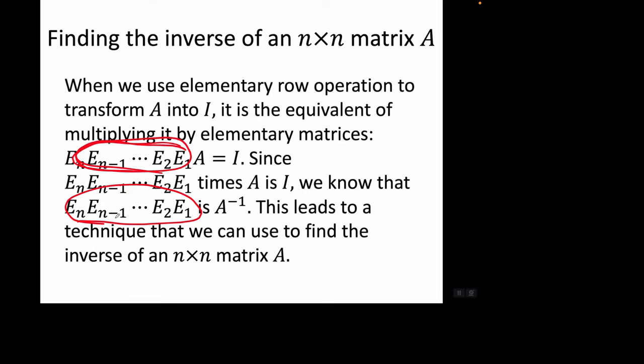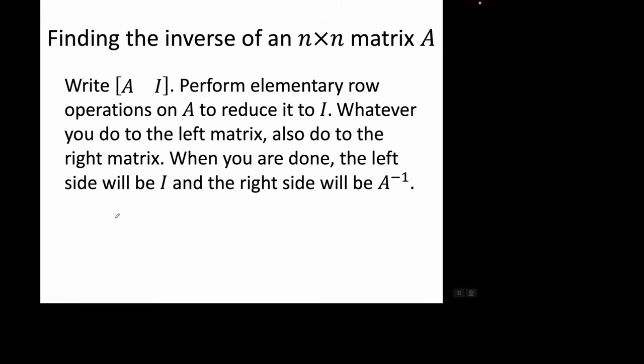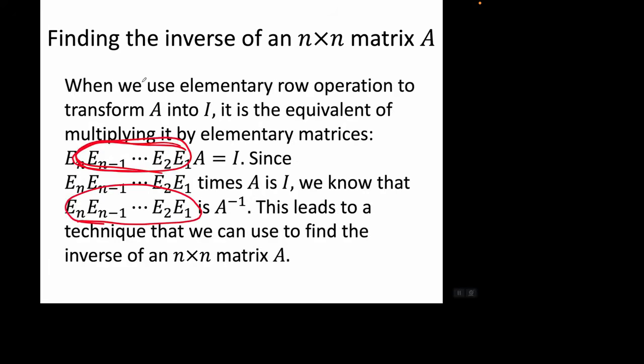This leads to a technique that we can use to find the inverse of an n by n matrix A. So write A I: you write A on the left side, write I on the right side of your matrix. Perform elementary row operations on A to reduce it to I. Whatever you do to the left matrix, also do to the right matrix. When you are done, the left side will be I, and the right side will be A inverse. And again, that's because everything you've done to A is like multiplying A by an elementary matrix. So basically what you're finding is this product, E sub n minus 1, etc.